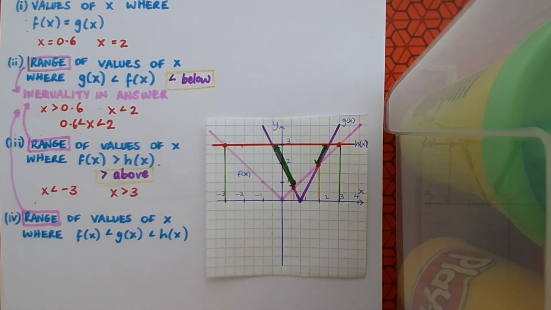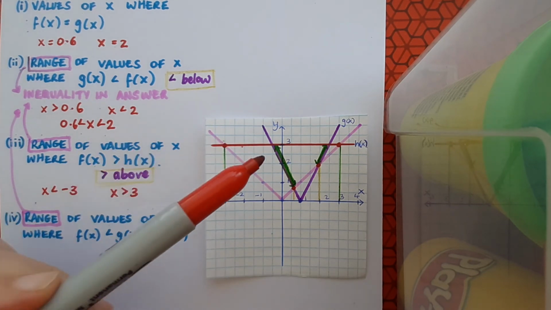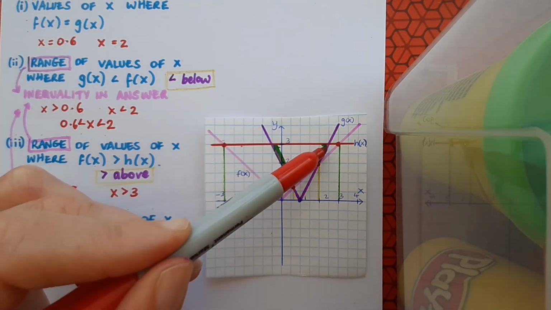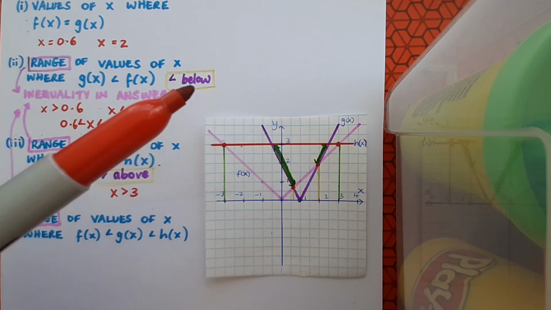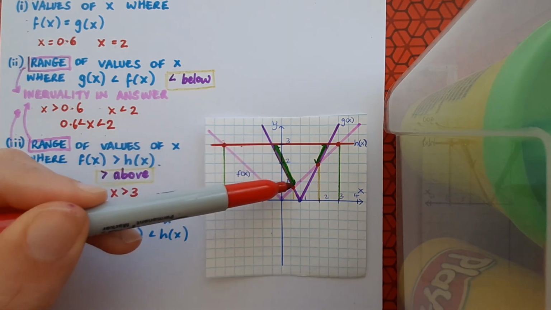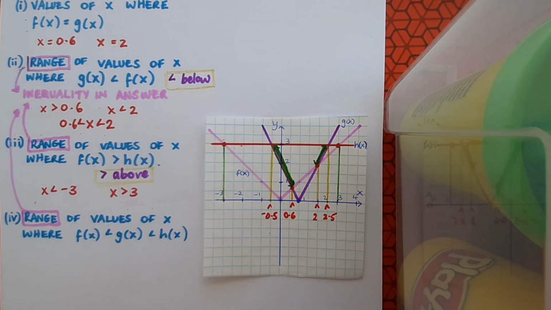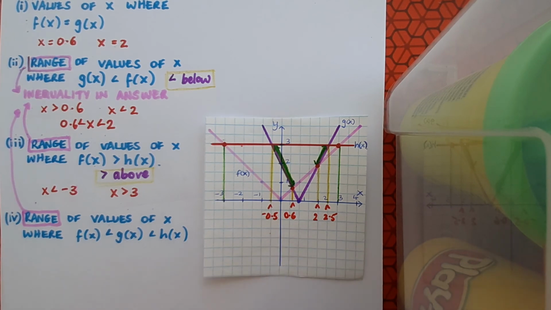So I've highlighted the two regions of the graph where this applies. And I can see in each case that they're between two points. So this green section here is between this point and this point. And this green section here is between this point and this point. So I must identify the x values to go with each of those points to begin with. And so I can see that I have an estimate now for those four x values: minus 0.5, 0.6, 2 and 2.5.